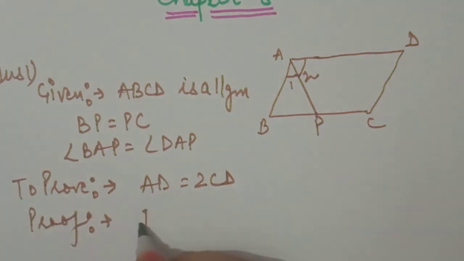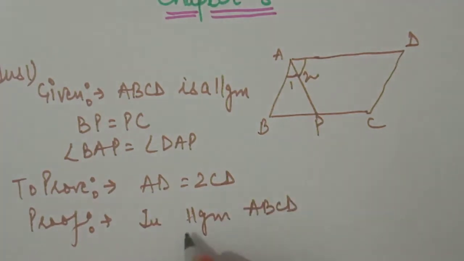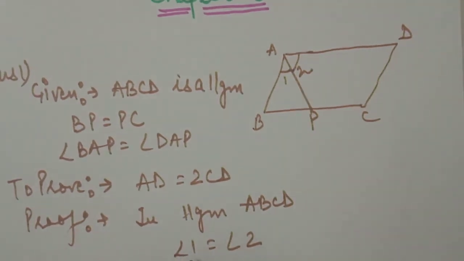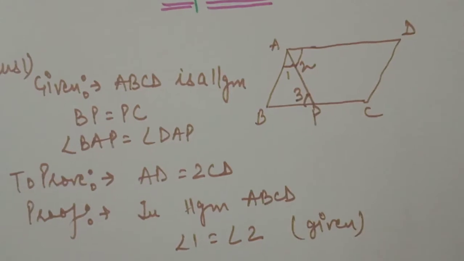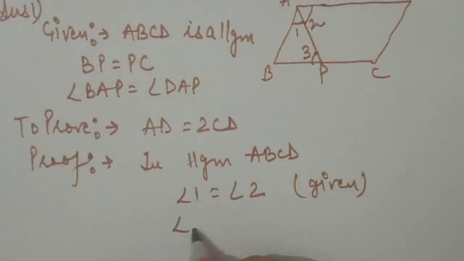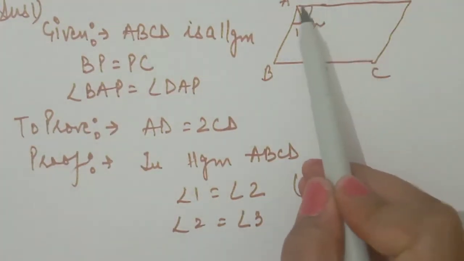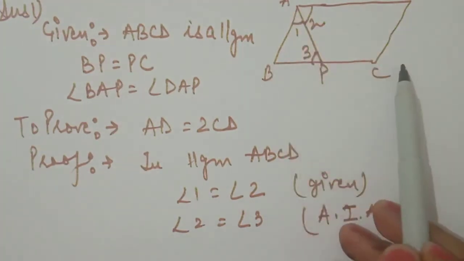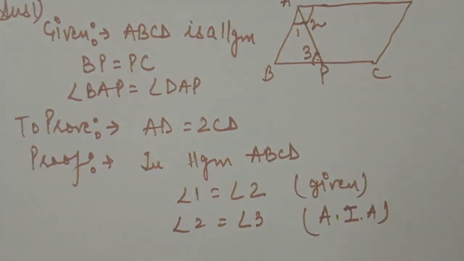First of all, in parallelogram ABCD, it is given that angle 1 is equal to angle 2. It is given. We will mark one more angle here, angle 3. So students, angle 2 is equal to angle 3. They are alternate interior angles. Why are they alternate interior angles? We know that it is a parallelogram. These two lines are parallel to each other and this is the transversal. So angle 2 and angle 3 are alternate interior angles.